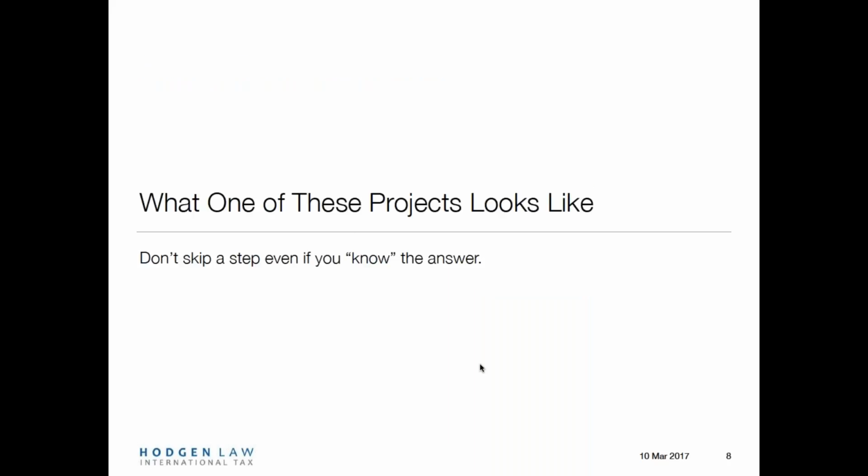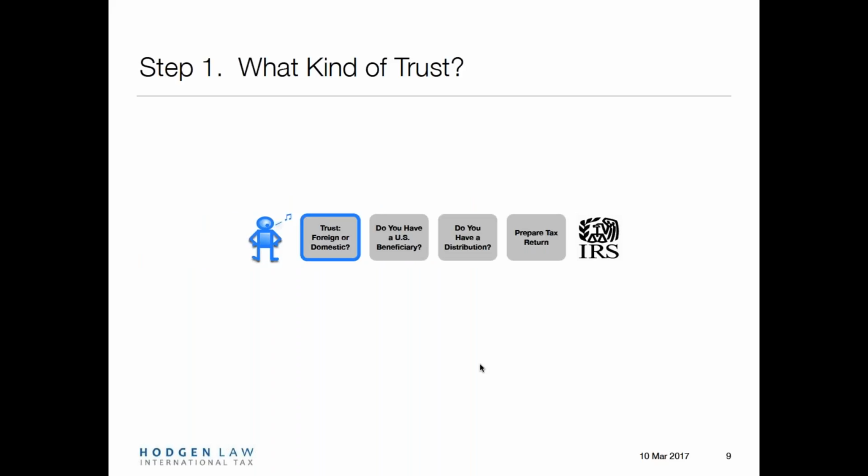So now, this is your tax professional, because that's who listens to these things, and this is what one of these projects looks like to me. And my suggestion is, in stuff like this, don't skip a step, even if you think you know the answer. Just double check your assumption to make sure you're right. So you start off, we're at slide 9. The first question to ask is, what kind of trust do I have? Do I have a foreign or domestic trust? Do I have a grantor or non-grantor trust?